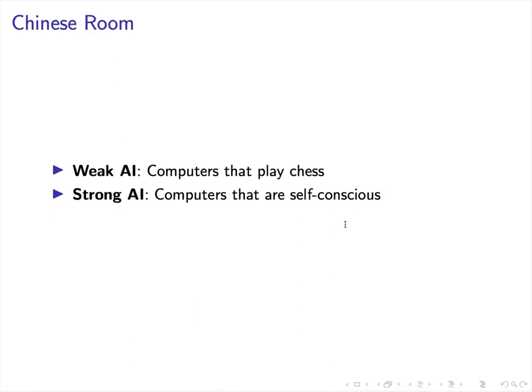We obviously can have computers that show some features of intelligence. And he dubbed that type of AI weak AI. So you can have weak AI, you can have computers that play chess, but you cannot have computers that are self-conscious of playing chess. And this is a strong argument against artificial intelligence.